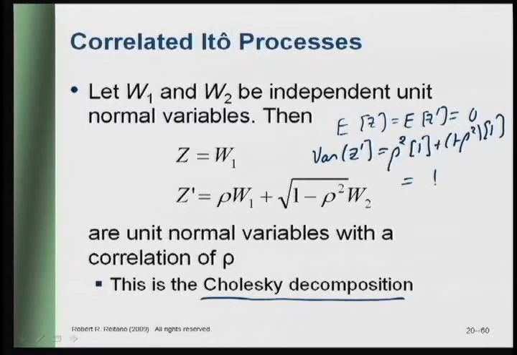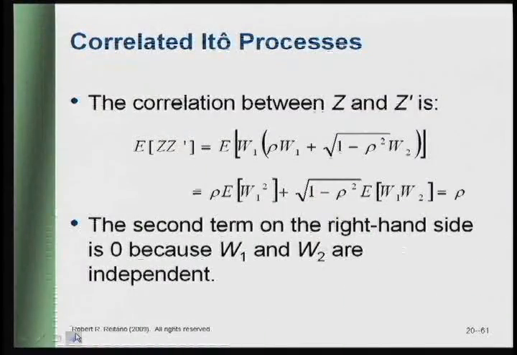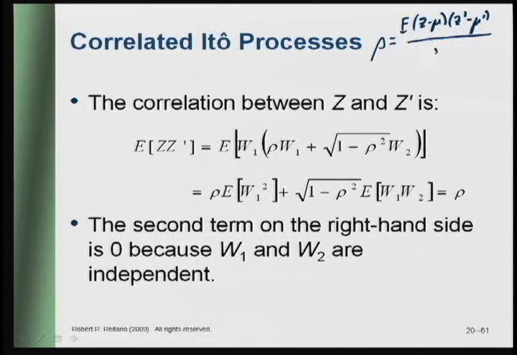Now the only question is their correlation. If we wanted to calculate the correlation, you recall that the correlation is defined as the expected value of Z minus its mean times Z prime minus its mean divided by the standard deviations. Of course, this formula greatly simplifies for us because our two standard deviations are 1, our two means are 0. So all we have to do is take the expected value of Z times Z prime.